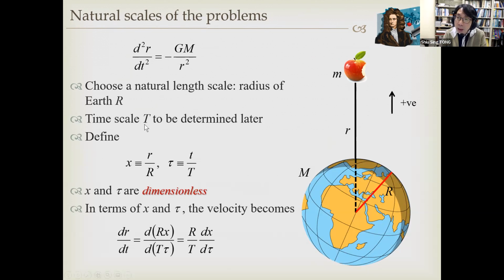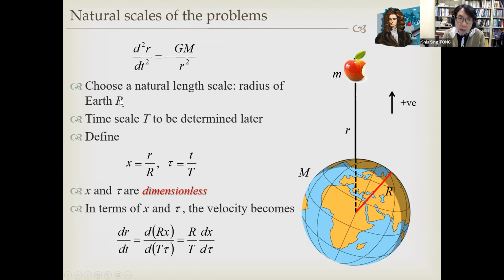And we also would like to choose a time scale, big T, which is to be determined later. Now, we don't know what this time scale T is. We just introduce it first, but we know that it's a constant. And this constant eventually will depend on the other parameters, such as big R or G and M. Let's see how we will determine the big T later.